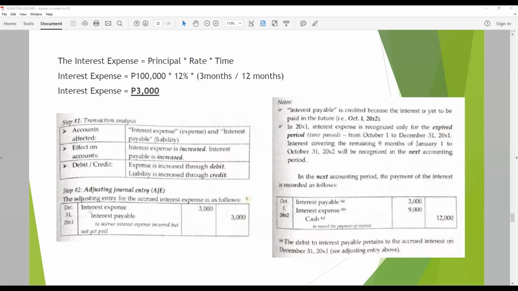So na-notice nyo, nasa books nyo pa rin yung interest payable kasi permanent account siya, liability account siya. So naka-carry over siya from last year to this year, from previous accounting period to the next accounting period.